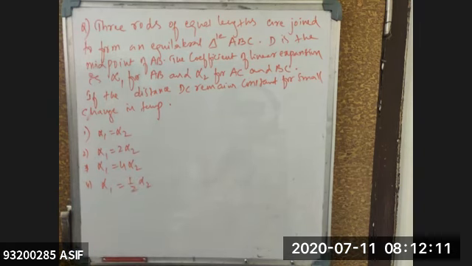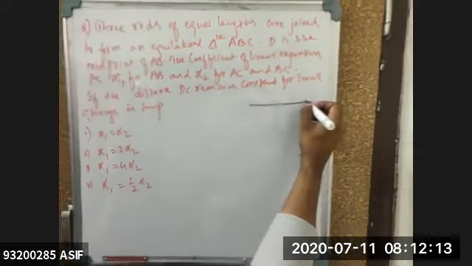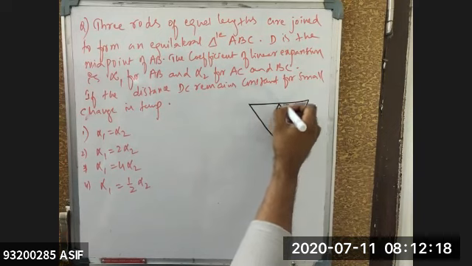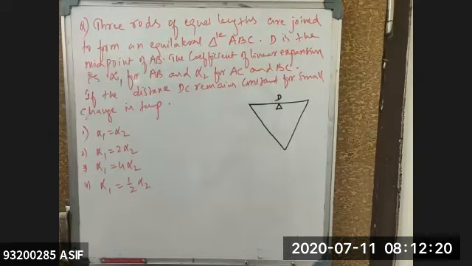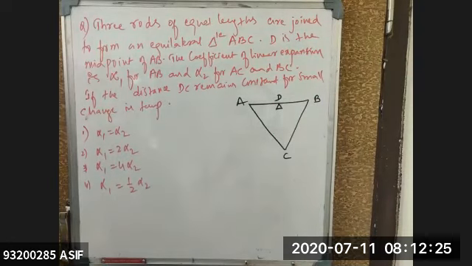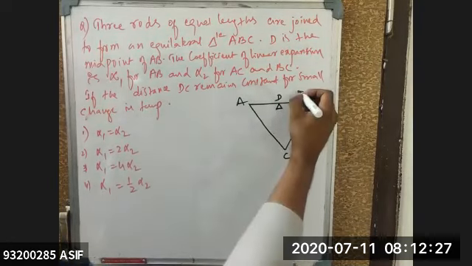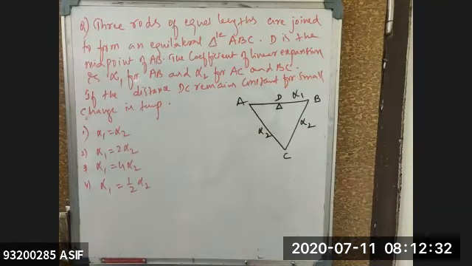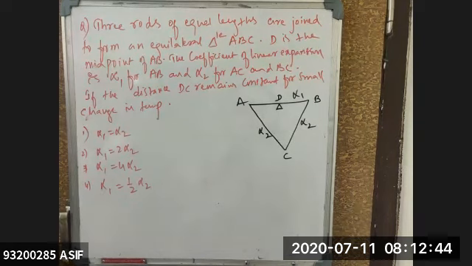The triangle is given something like this. This is your equilateral triangle. And here somewhere there is a midpoint, that is capital D. This is point A, this is point B, and this is your point C. Coefficient of linear expansion of this one is alpha 1, this one is alpha 2, and this one is alpha 2. Now try to understand the question better first. Very good question.